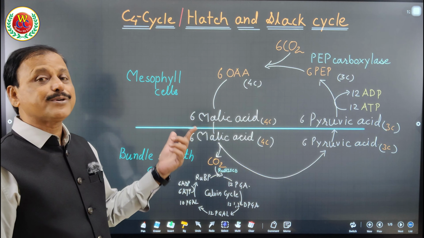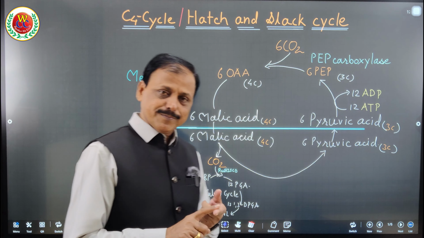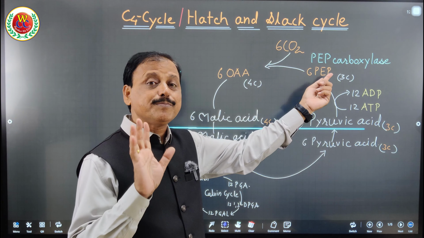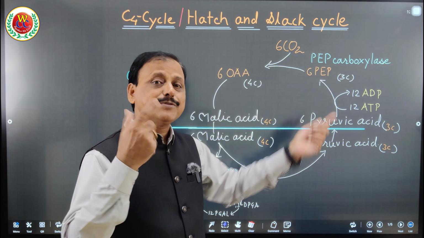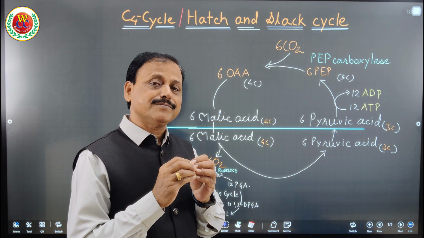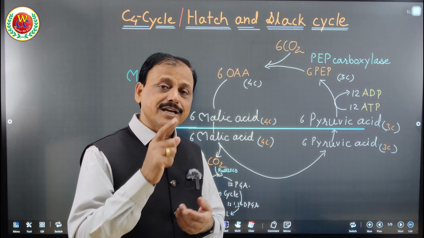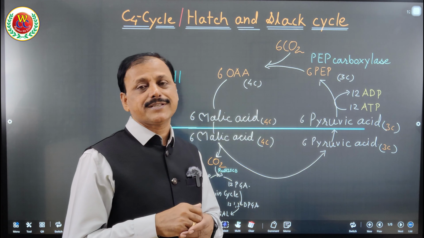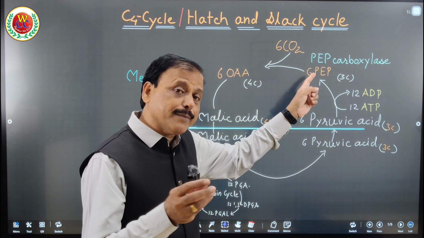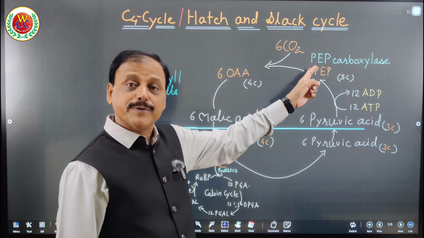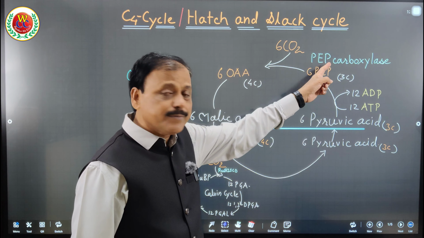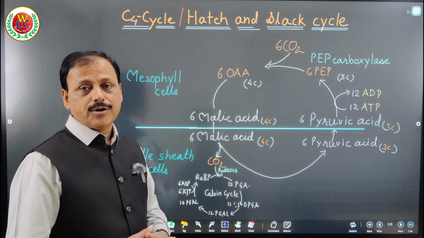Now, let us understand what the C4 cycle is. In C4 plants and the C4 cycle, the carbon dioxide acceptor is PEP instead of RuBP, because RuBP combines with CO2 in the presence of RuBP carboxylase, but because of midday time having high intensity of light, RuBP carboxylase becomes RuBP oxygenase. To overcome that loss, in C4 plants, the primary carbon dioxide acceptor is phosphoenol pyruvate. This phosphoenol pyruvate combines with atmospheric carbon dioxide in the presence of PEP carboxylase and forms oxaloacetic acid.